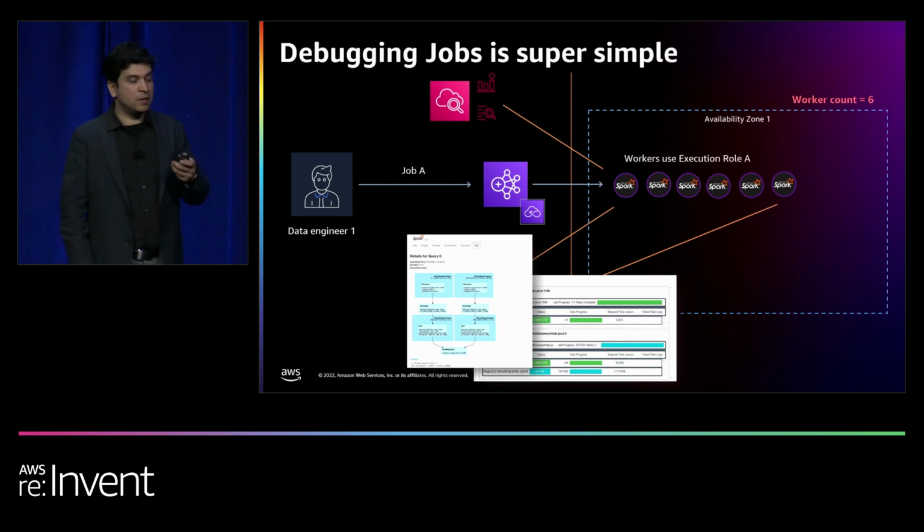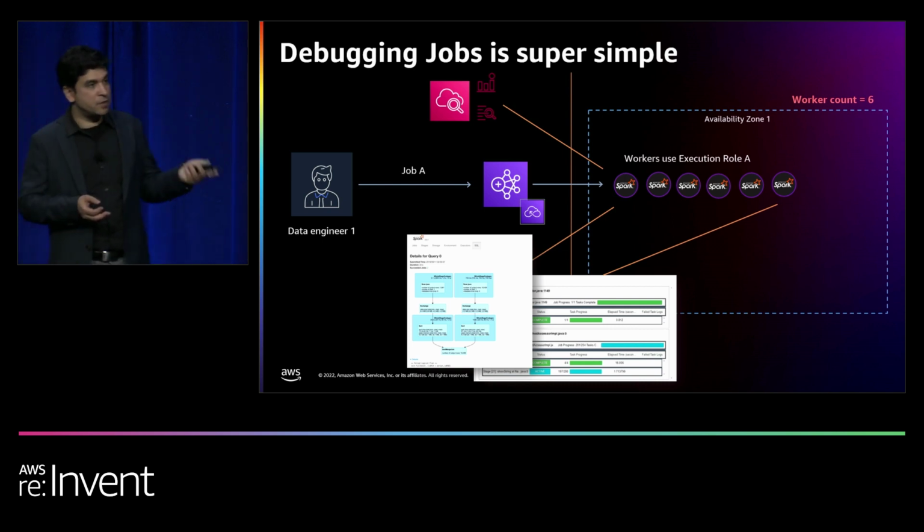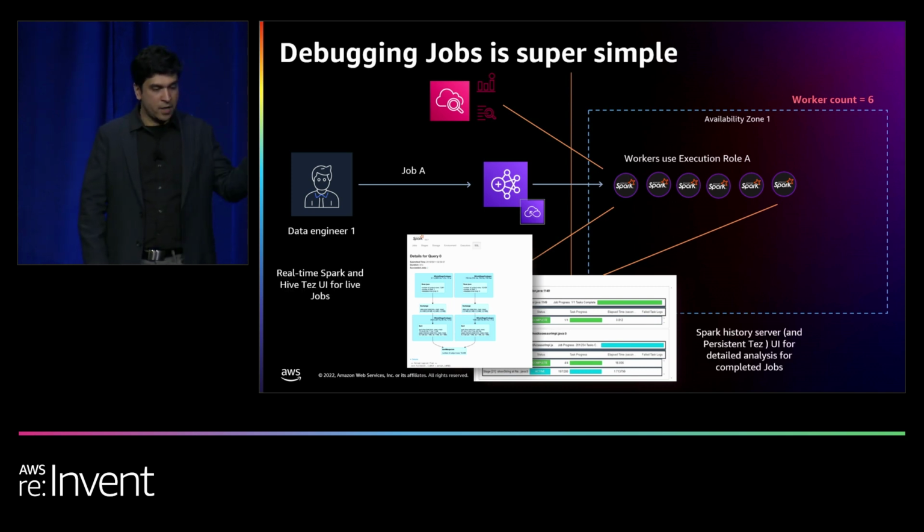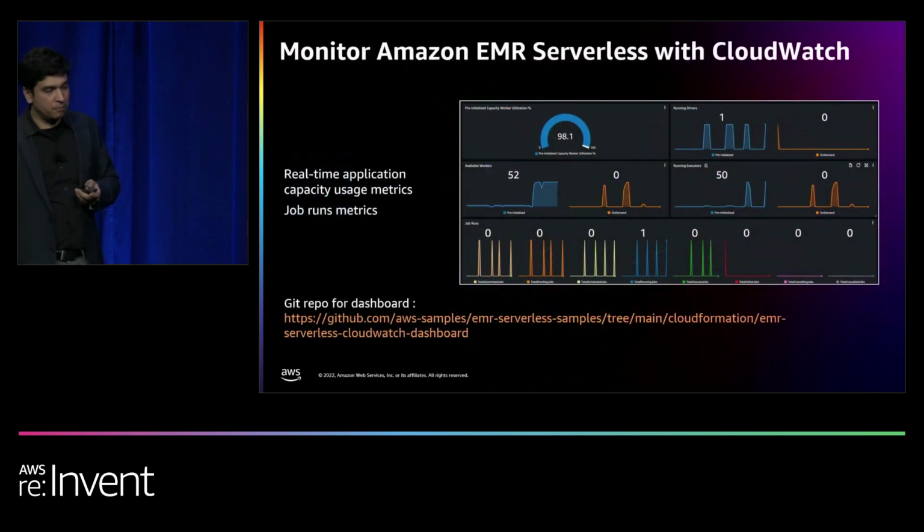Now, how do you monitor jobs that are completed? For that, Spark comes with the Spark History Server, right? So that Spark History Server is also one click away for completed jobs. And the equivalent for Hive is the Hive Live Tez UI, as well as the persistent Hive Tez UI. So both these options are just one click from the EMR Studio UI. Okay, so that's for Hive, that's for the live, and that's for the persistent one.